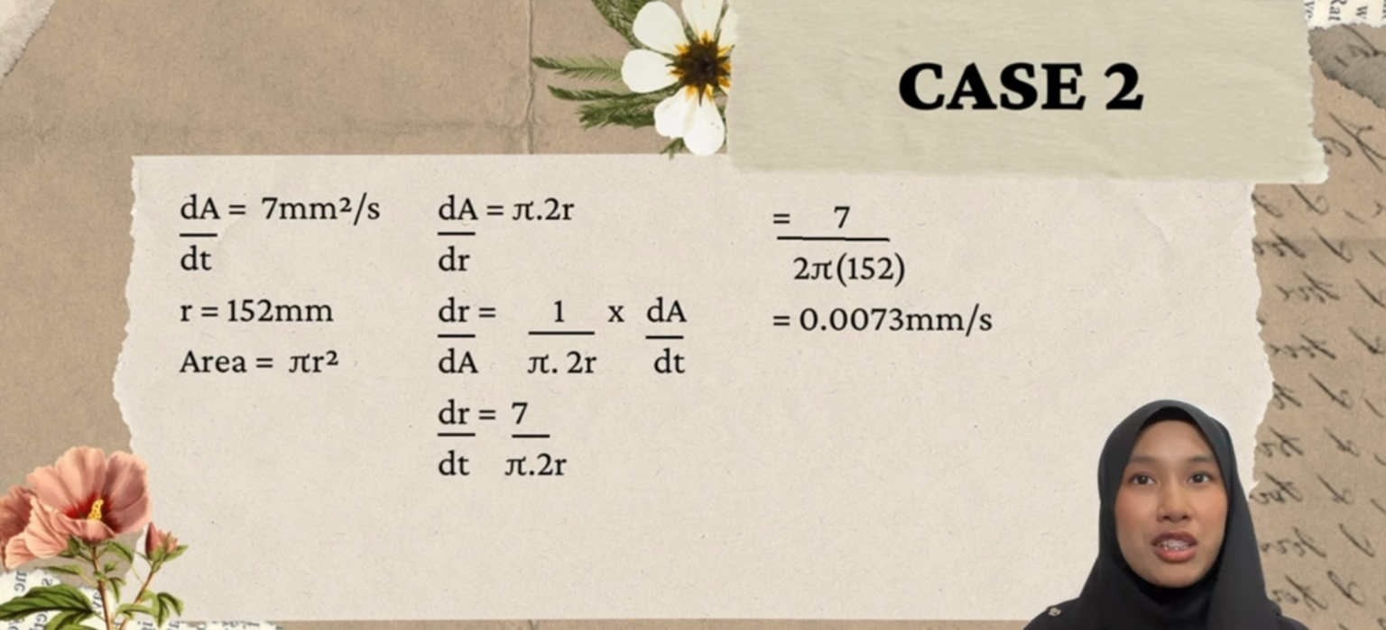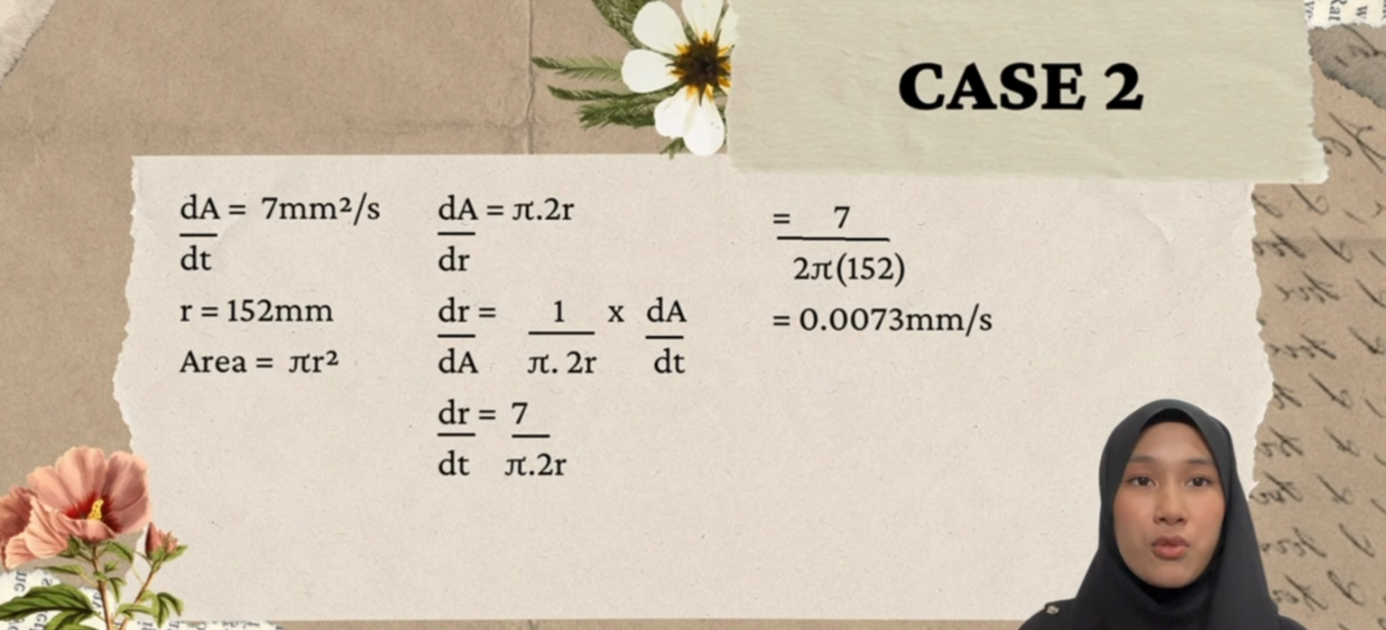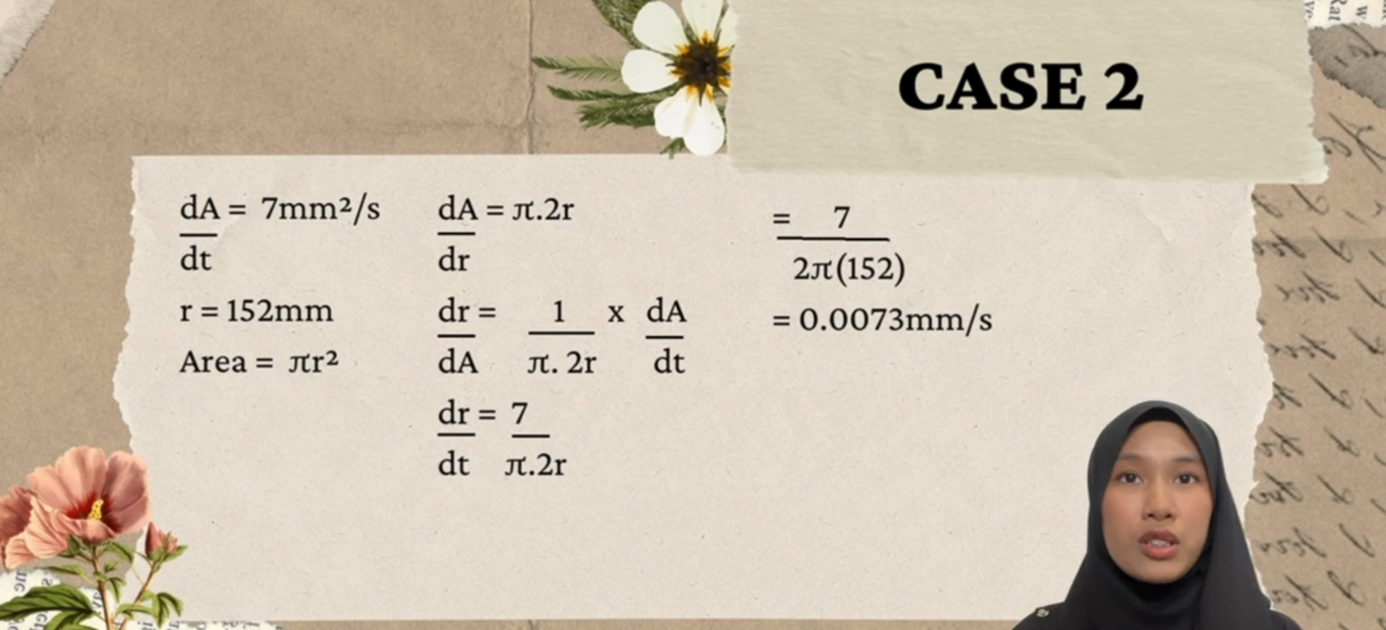Based on the question, it already said that dA over dt is equal to 7 mm square per second and r is equal to 152 mm. Since we already know that the formula of area is pi r squared, we have to differentiate the area. It becomes dA over dr is equal to pi times 2r. So we flip the equation, it becomes dr over dA equals 1 over pi times 2r.